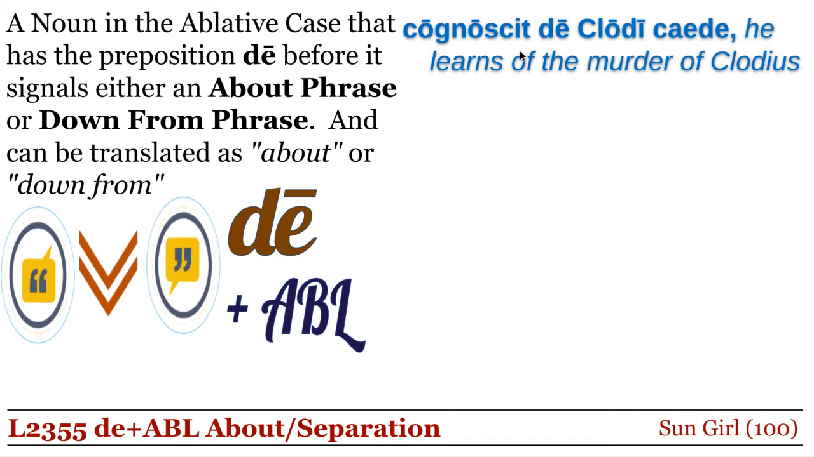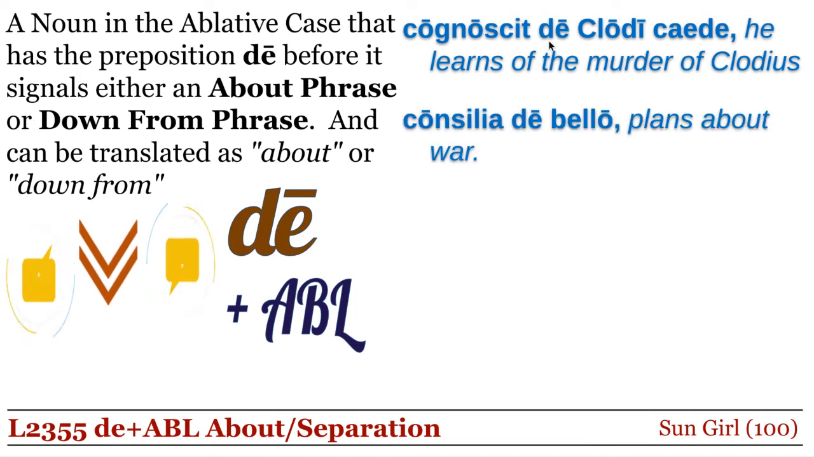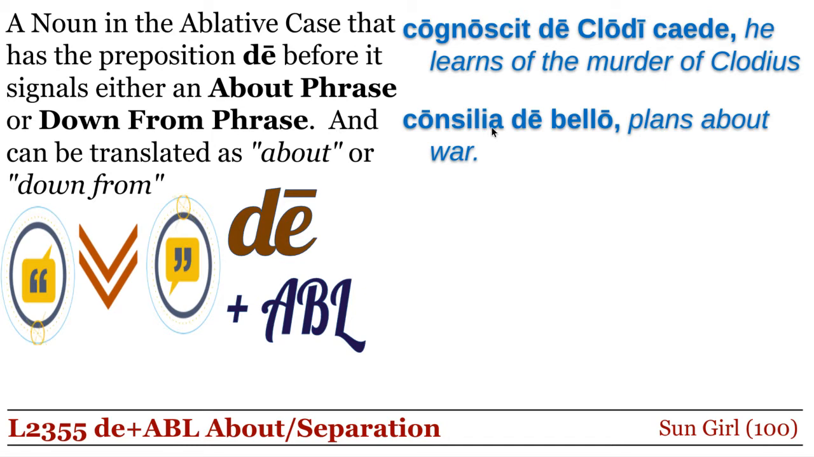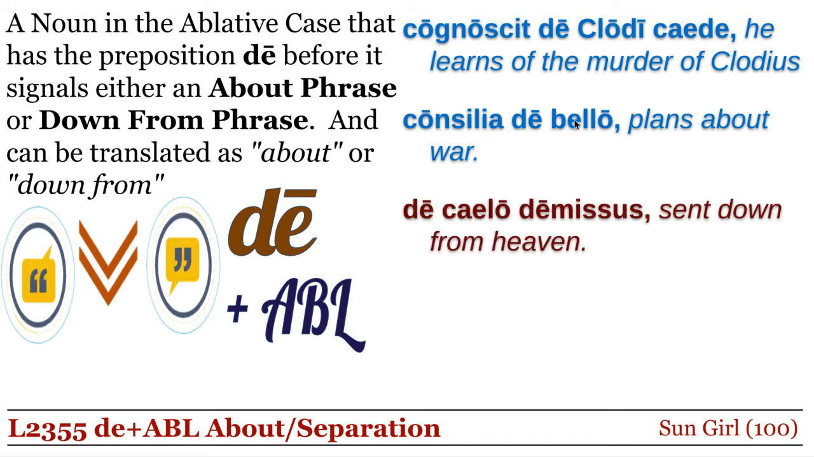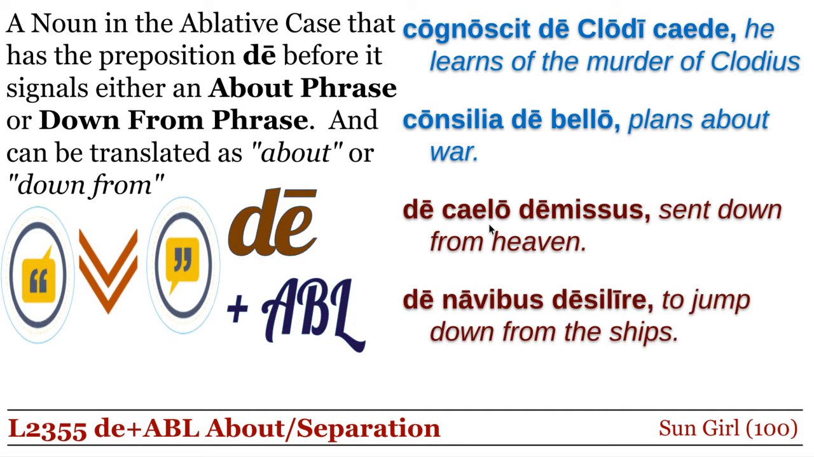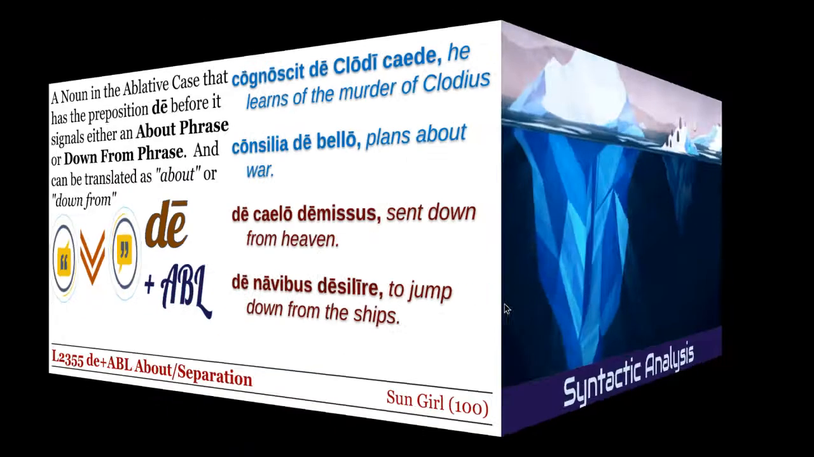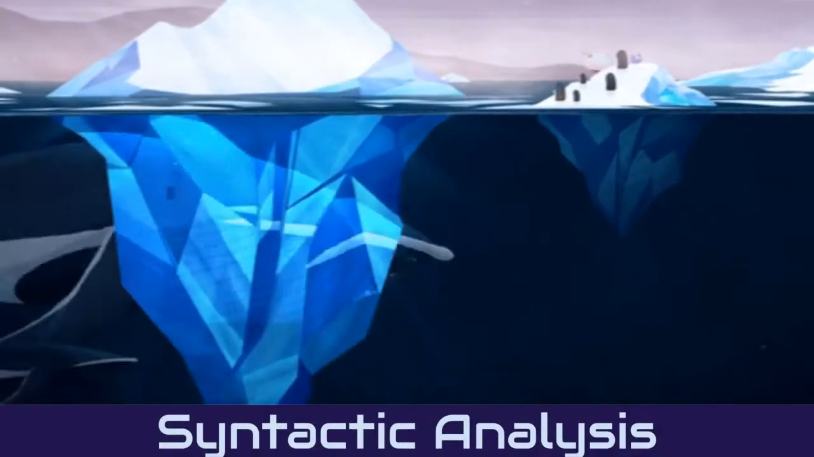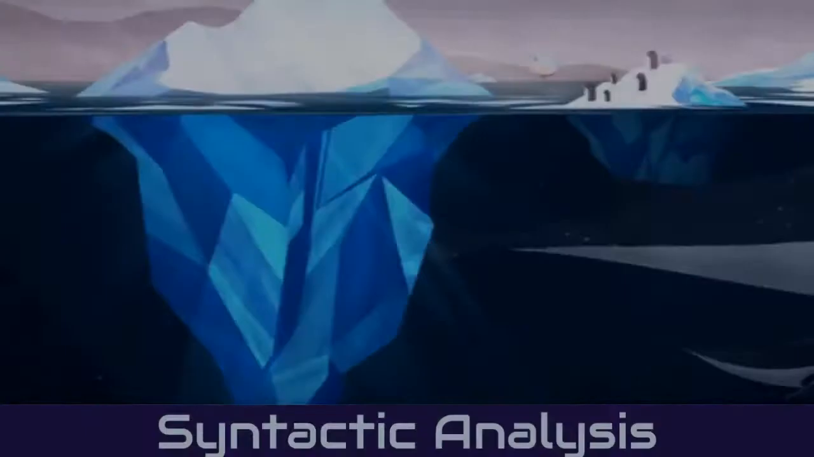Such as, if you have a verb of knowing or saying, it's probably about. So he learns about the murder of Clodius. There are plans about war. Now, if you have a verb of motion, he sends down from heaven. So if you've got that verb of motion, that's when it is, to jump down from the ship. So if it's a verb of thinking or saying, it's going to be one thing. And if it's a verb of motion, it's another.